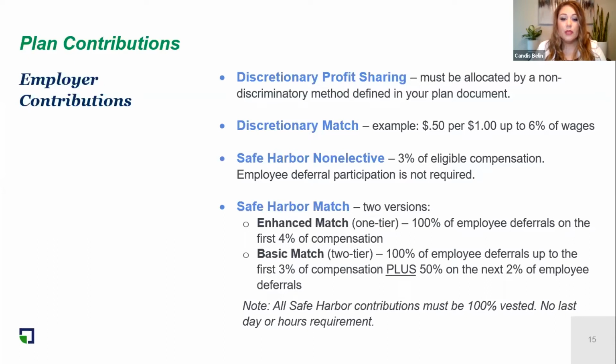Some of them also have certain requirements in order to receive that, such as maybe a last day or hours requirement. And then you have 2 safe harbors. The safe harbor non-elective is 3% of eligible compensation, and employee deferral participation is not required. With the safe harbor match, the employee deferral is required because it's matching what they put in. So we have the enhanced match, which is 1 tier, and then we have a basic match, which is 2 tier. In all the safe harbor contributions, they must be 100% vested, and you cannot impose a last day or hours requirement.